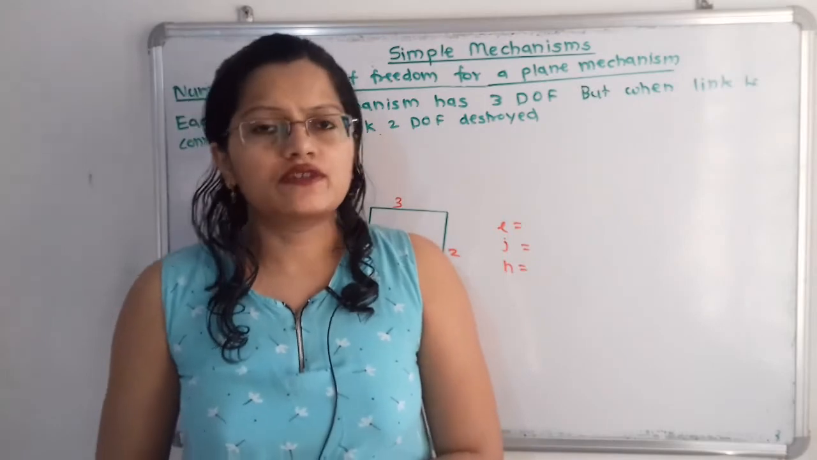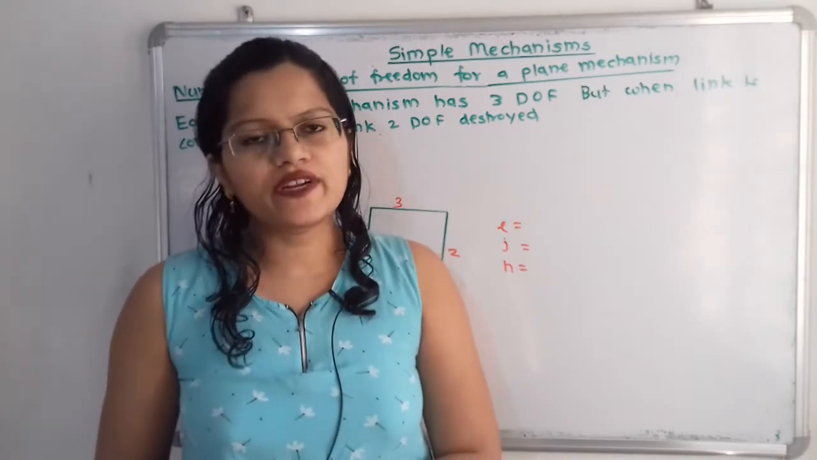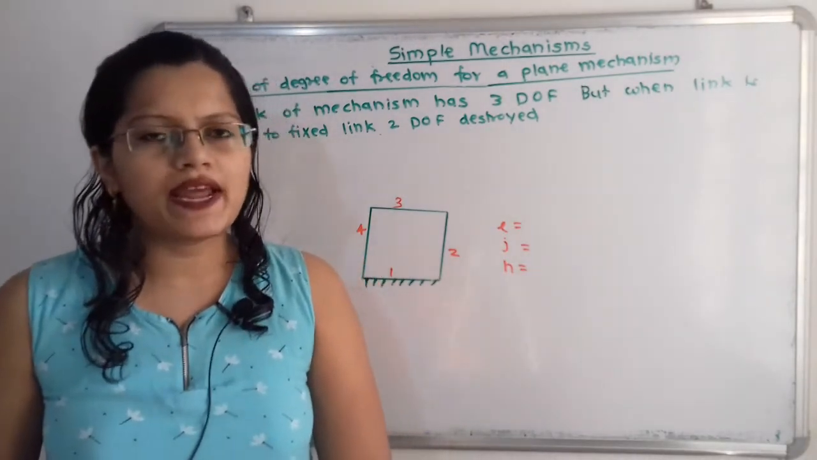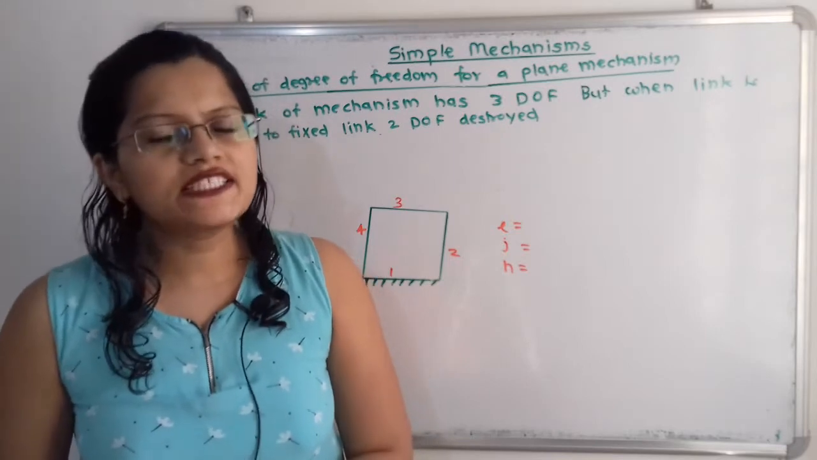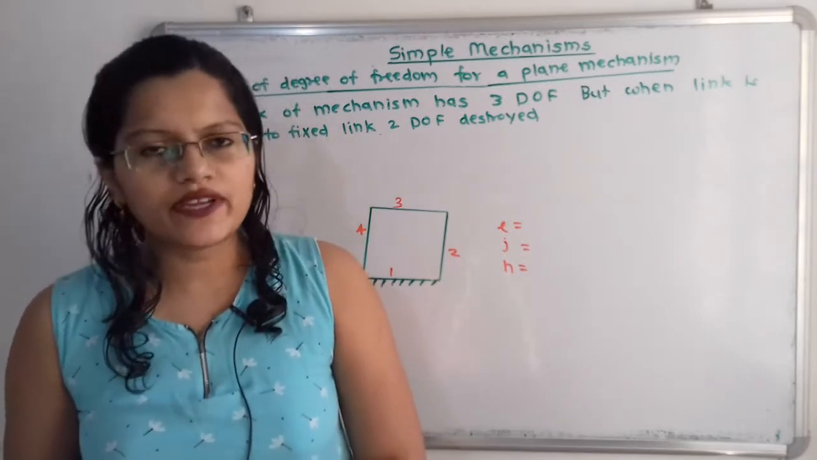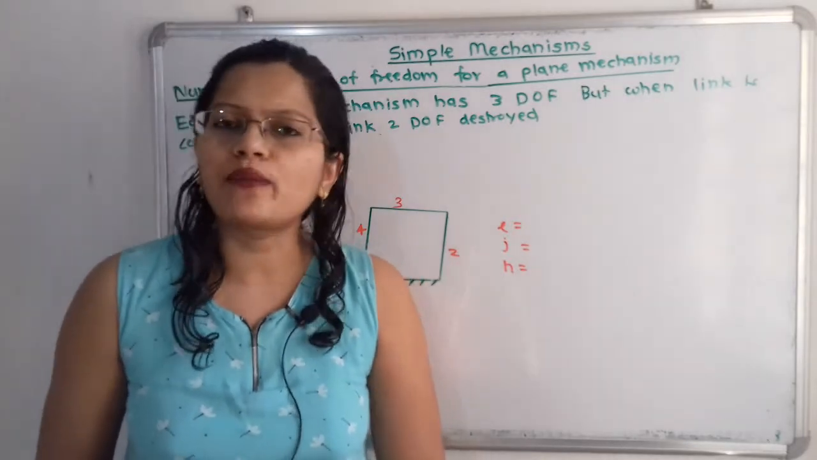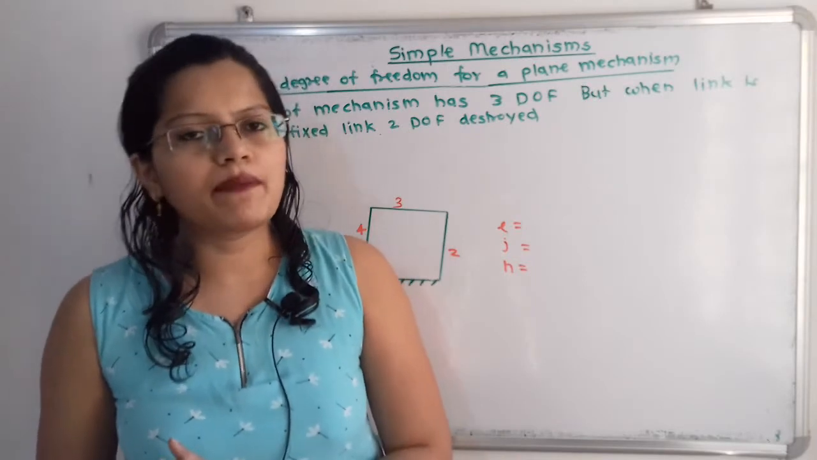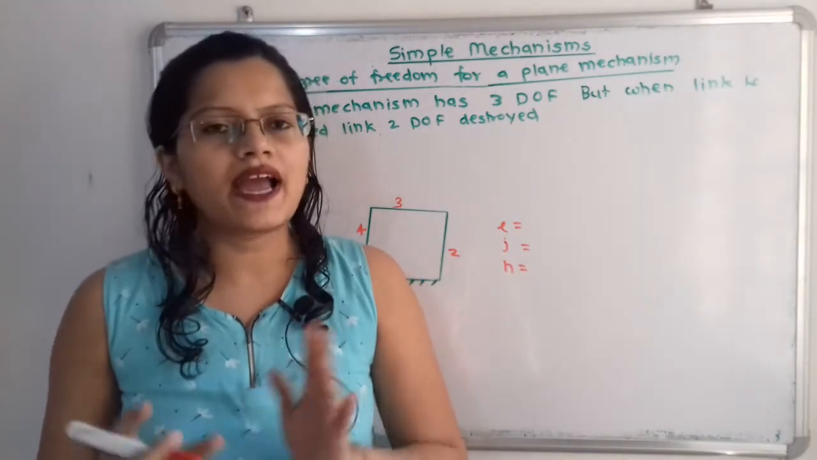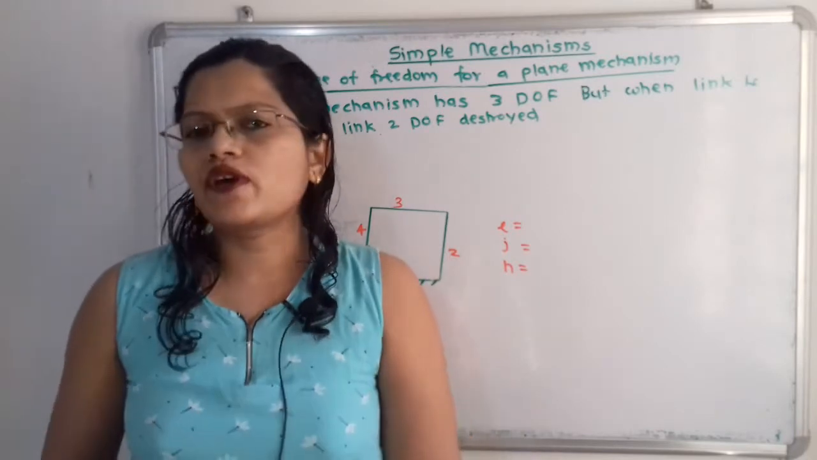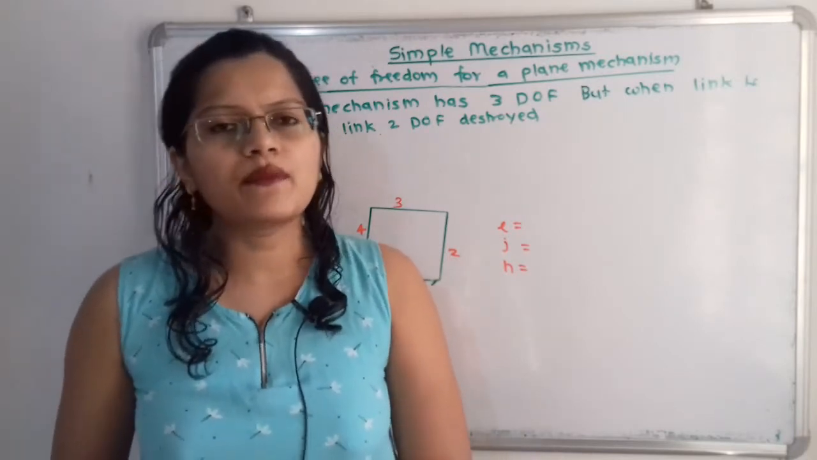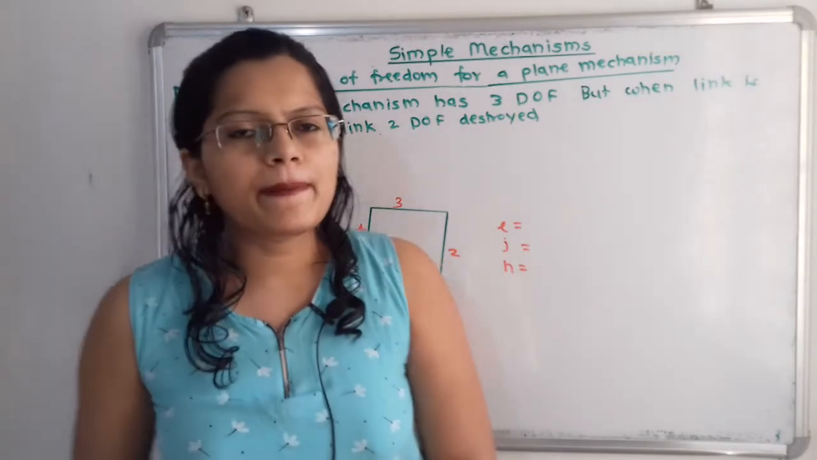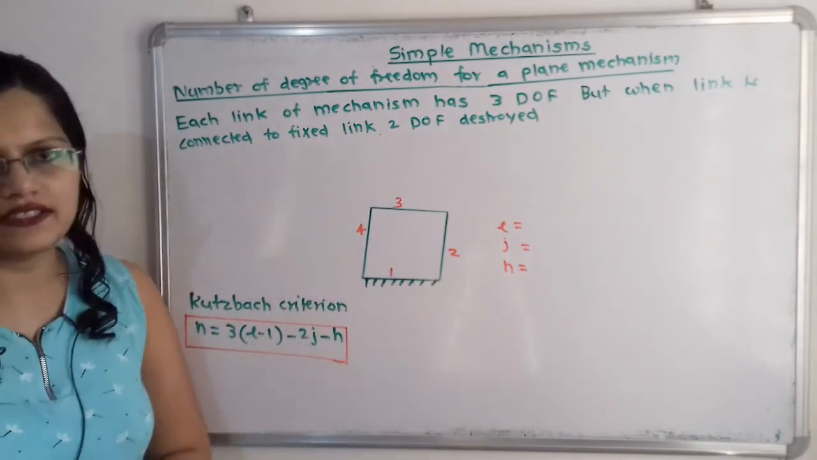Now the second method to decide the number of degrees of freedom is the Kutzbach criterion. This criterion is applied using the number of links and the number of joints. So in this criterion, we must know how many links are in a given mechanism, how many binary joints, that is lower pairs, and how many higher pairs are included in a given mechanism. So we will apply this criterion for this mechanism.